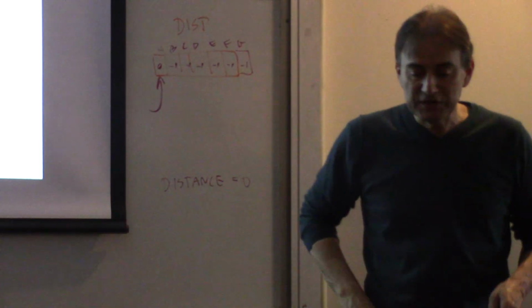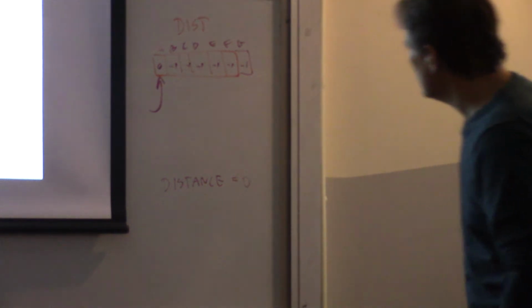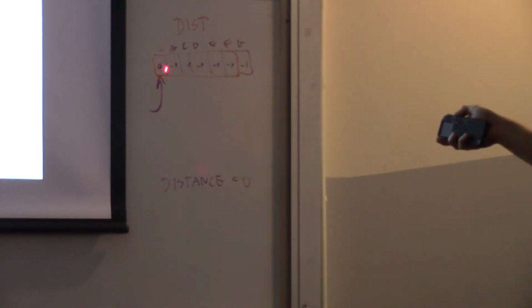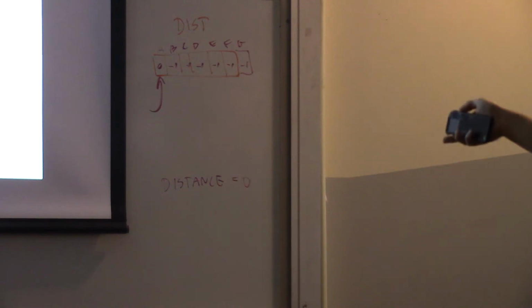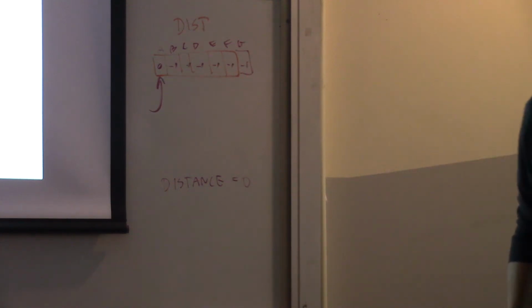This 0 will have a significance, and the significance of this one will be the distance I am away from the start. Well, that makes sense. Since A is the start in our example, then that should be a 0. If I started at E, that would have a 0 in it. Okay?